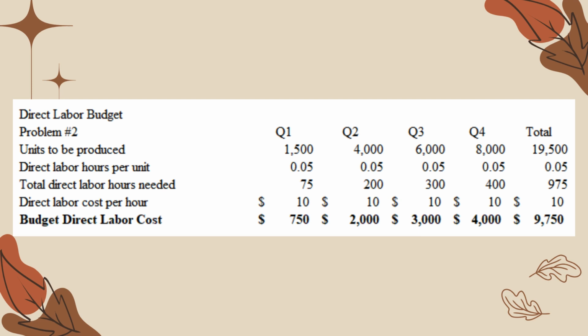So just get first the units to be produced from the production budget and multiply it by the direct labor hours per unit to get the total direct labor hours needed, and multiply it by the direct labor cost per hour to get the budget direct labor cost.